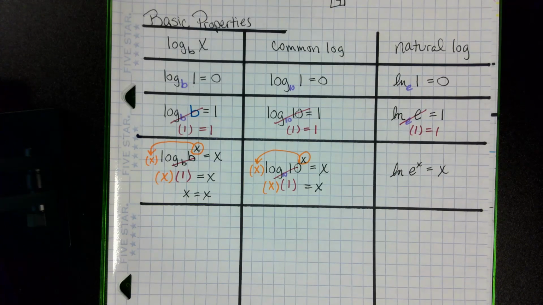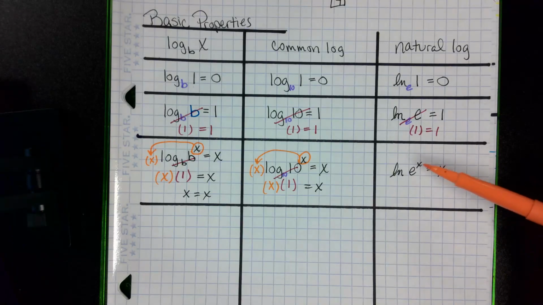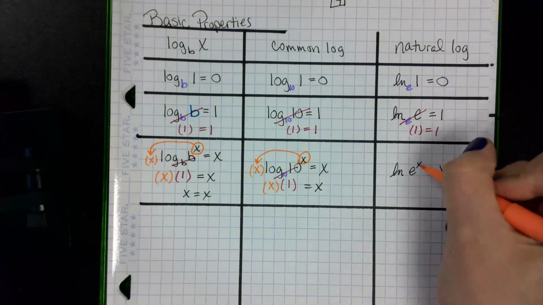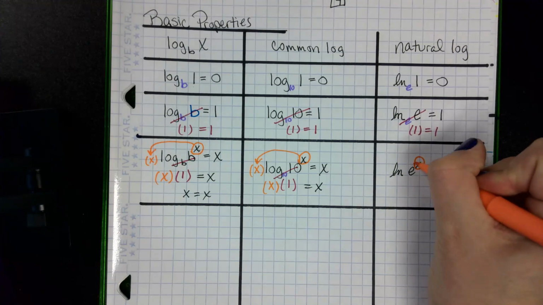So same thing with the natural log. You have an exponent inside your log. We don't want an exponent inside the log. It makes it more complicated. So let's take the exponent and move it out front.